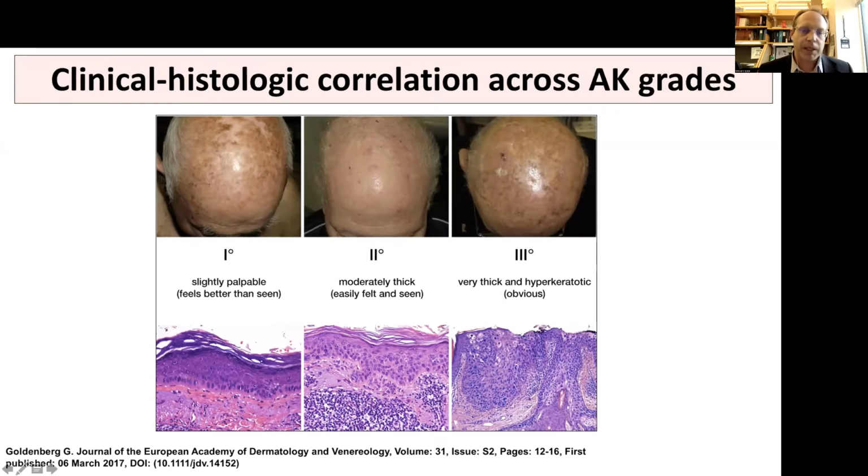The key point is not necessarily the grades. I don't document in my chart what grade of an AK I think a patient has. But what's important is that it doesn't matter what grade an actinic keratosis might be, it can still progress to squamous cell carcinoma. And I think that's the key message to remember.